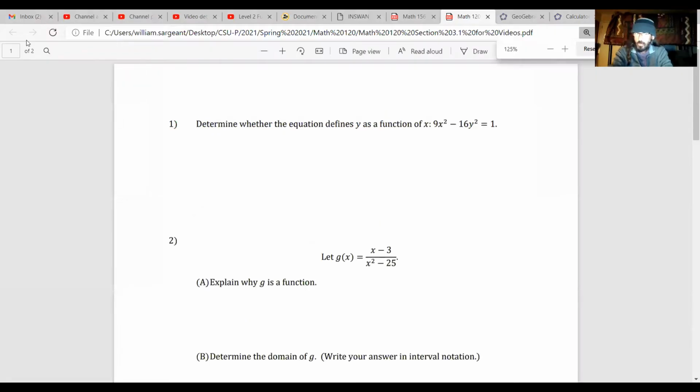All right, let's really dig into some things about functions now. So first we are asked whether 9x squared minus 16y squared equals 1 has y defined as a function of x. Remember that with a function, if y is a function of x, then for every x you put in, you're going to get one y out.